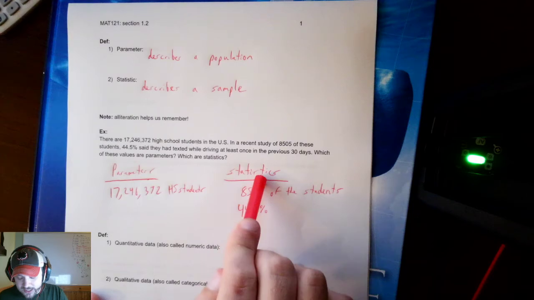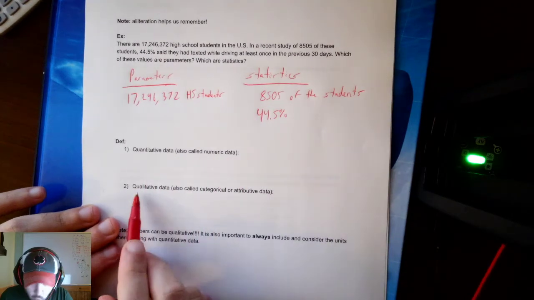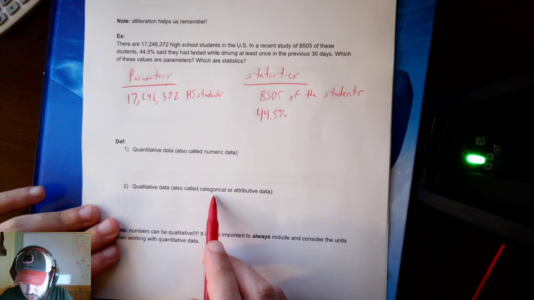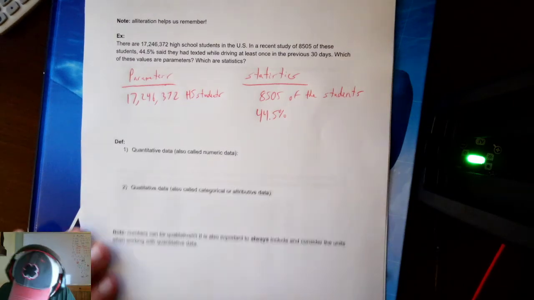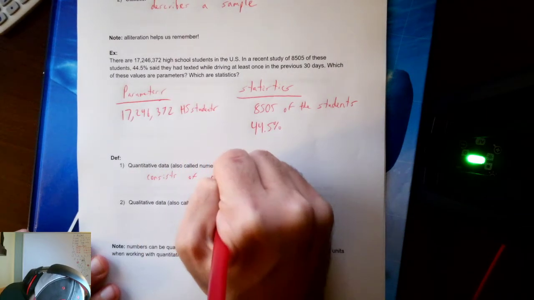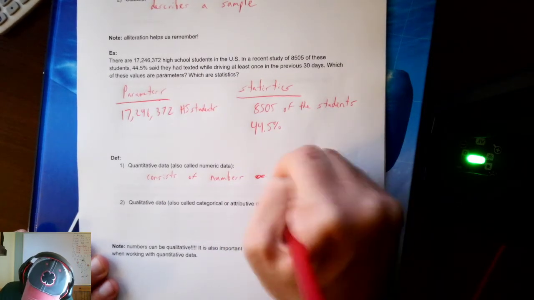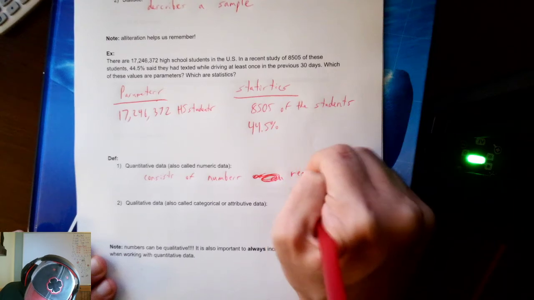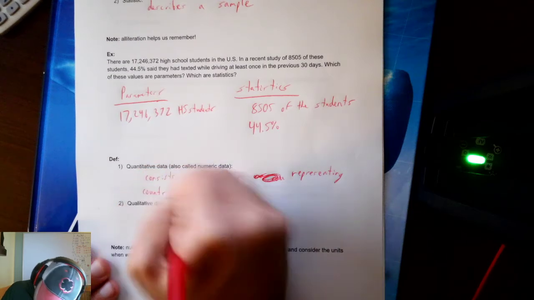So, parameters and statistics. Our next dual definition is quantitative data, also called numeric data, and qualitative data, also called categorical or attributive data. So these two types of data are another dual definition. Quantitative data consists of numbers representing counts or measurements.